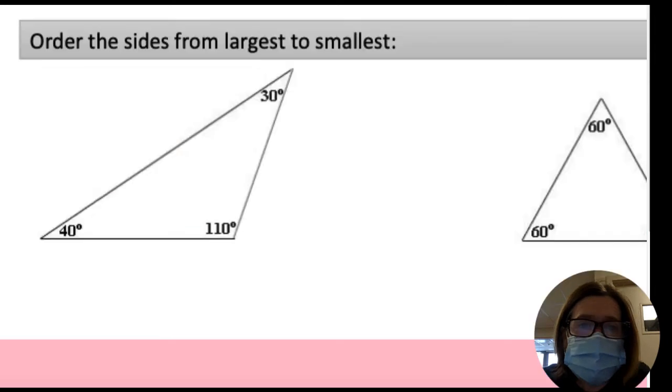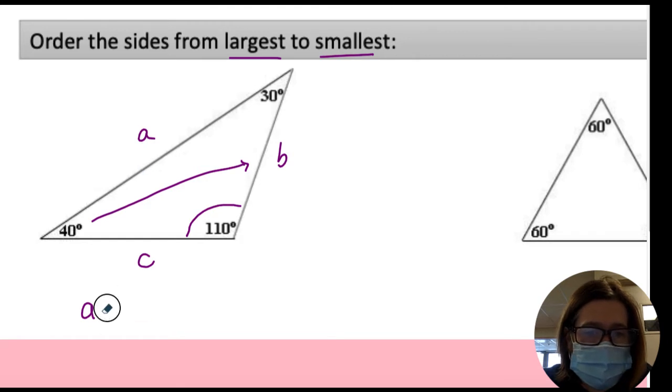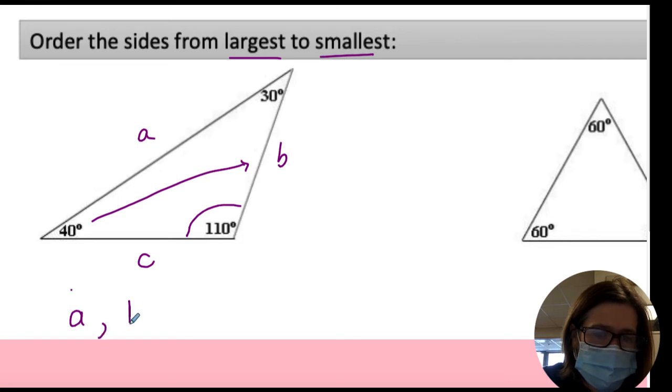Not too bad, right? All right, order the sides from largest to smallest. So let's give them letters. How about A, B, and C? All right, so largest to smallest. So let's see, here's 110. You can see A is the longest then. So A is going to be greater than B, which would be next. Actually, I should be writing this backwards. A is the largest. B is the next. And then C would be the smallest.